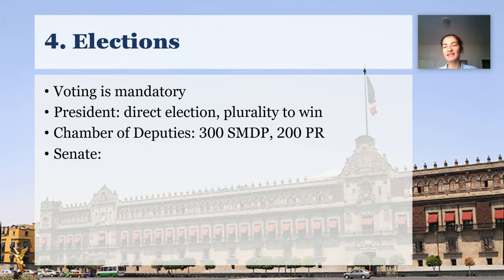The Senate is a little bit complicated. There's a unique system for the state level elections.